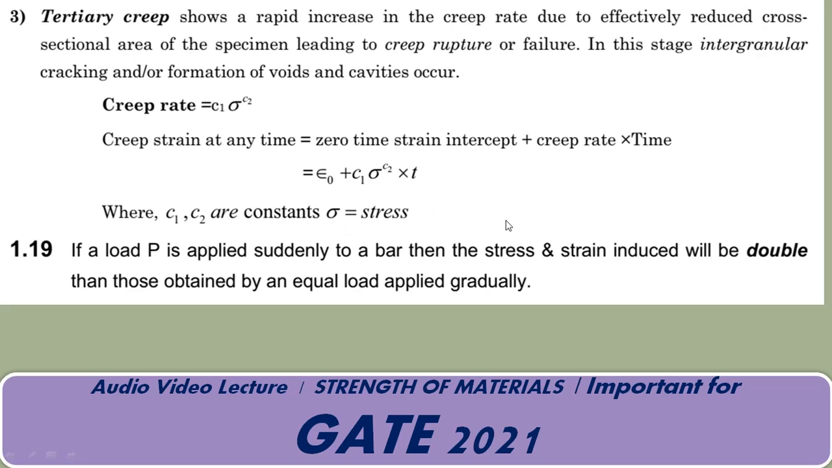Now if load P is applied suddenly to a bar, then the stress and strain induced will be double those obtained by an equal load applied gradually. If we apply the load gradually, we will get the normal values. If we apply the load suddenly, then the stress induced will be double.